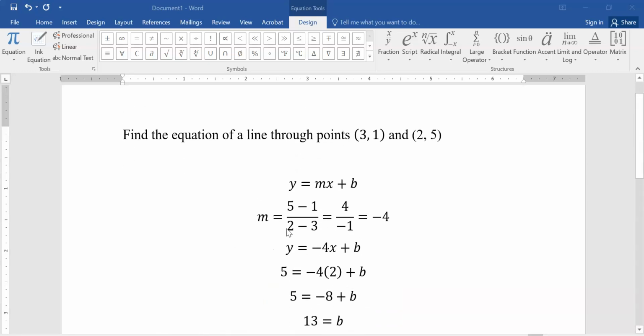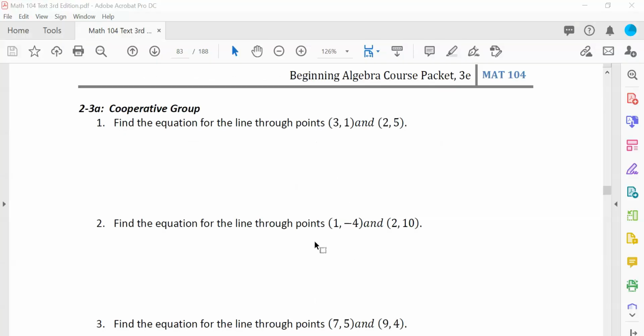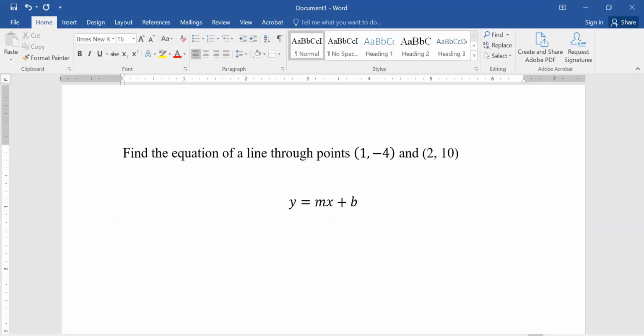So that's the idea, finding the slope. If I'm given 2 points, I can find the slope by doing change in y values divided by change in x values. Let's do another problem. All right, so it's find the equation for the line through points 1, -4, and 2, 10. So let's go to that problem.